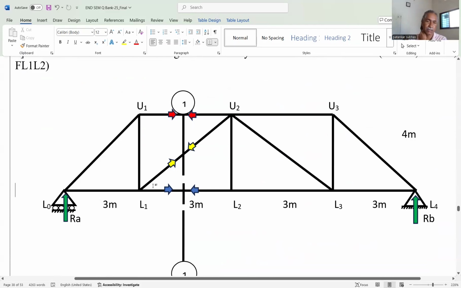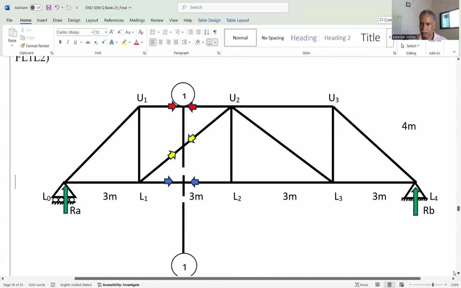But when we consider the load on the left side, we have considered X is equal to 0 and X is equal to 3 meter. But when we consider the load on the right portion, in that case, X is equal to 6 meter, because from the left support, we have considered this distance: 6 meter, 9 meter and 12 meter. And the equilibrium will be considered for the left portion.